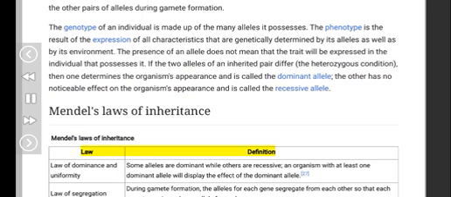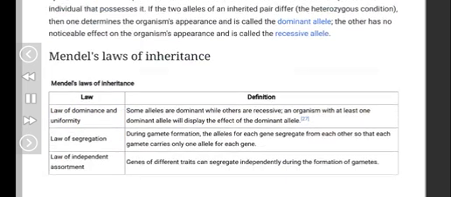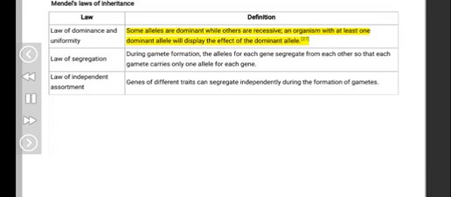Law, definition. Law of dominance and uniformity: some alleles are dominant while others are recessive. An organism with at least one dominant allele will display the effect of the dominant allele. Law of segregation: during gamete formation, the alleles for each gene segregate from each other so that each gamete carries only one allele for each gene. Law of independent assortment: genes of different traits can segregate independently during the formation of gametes.